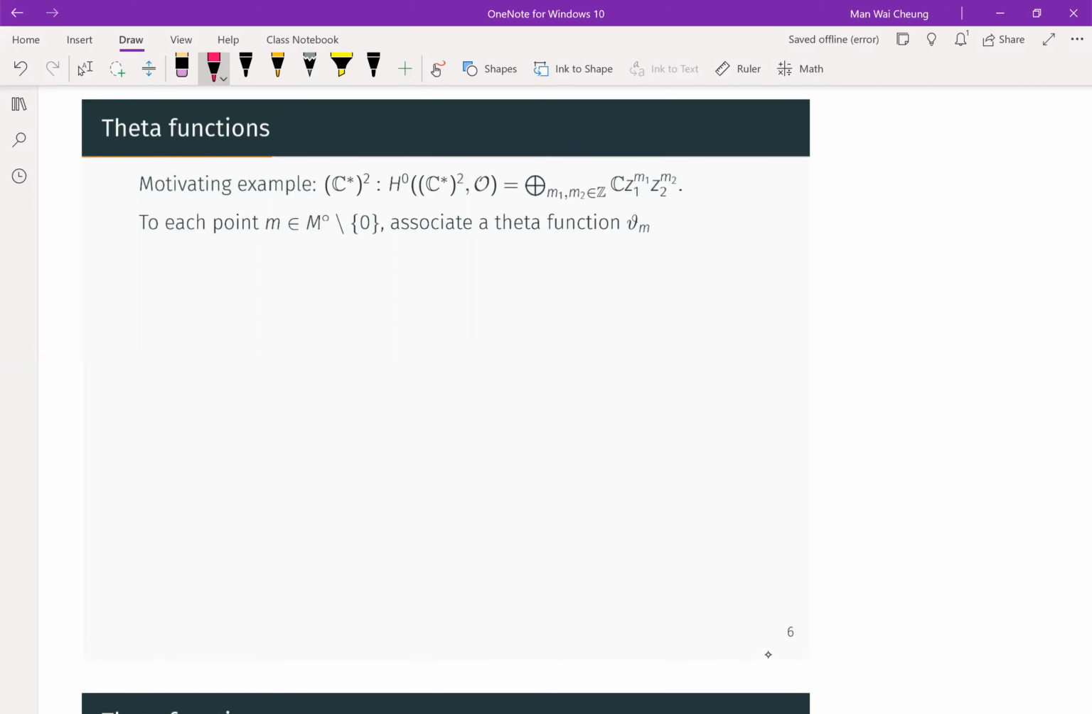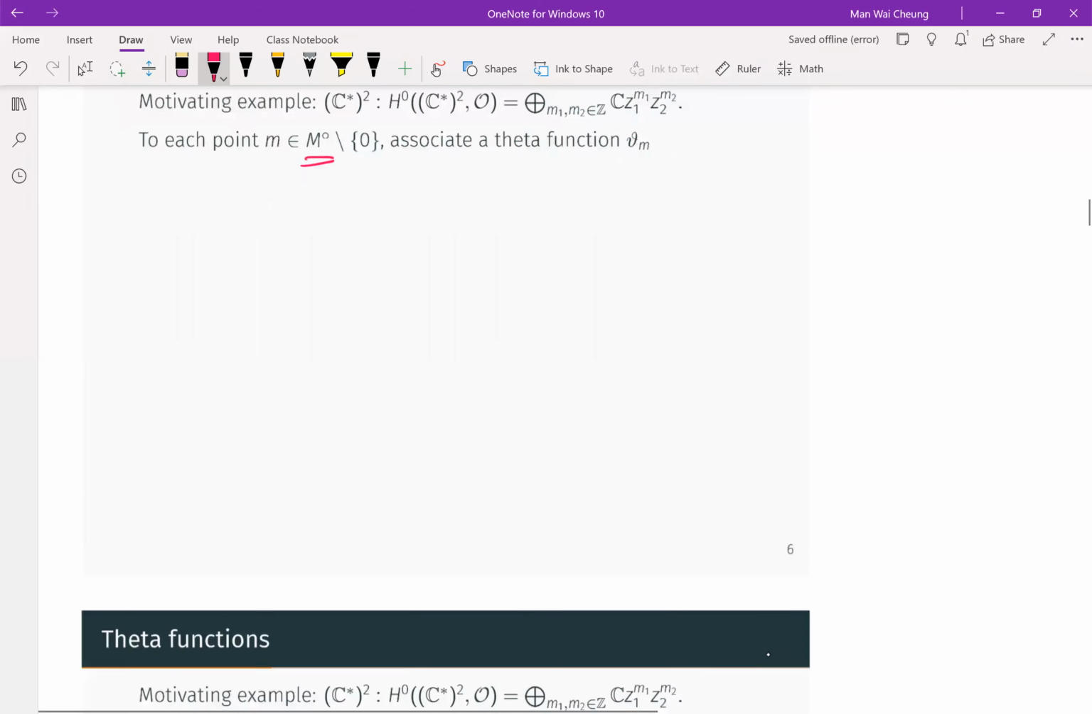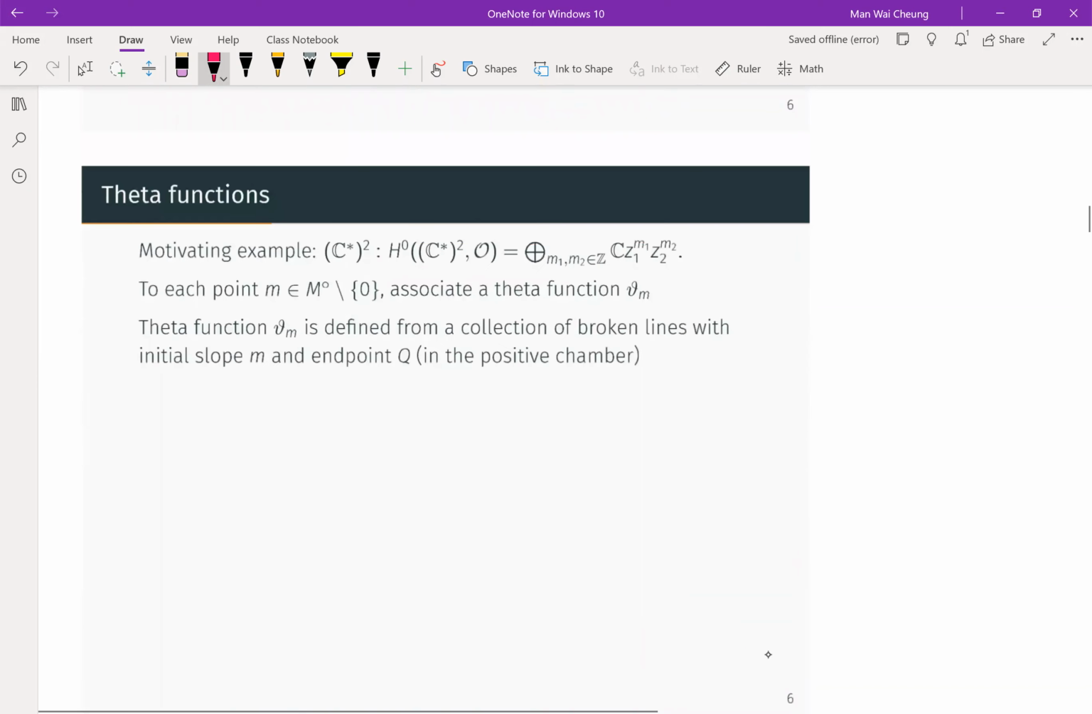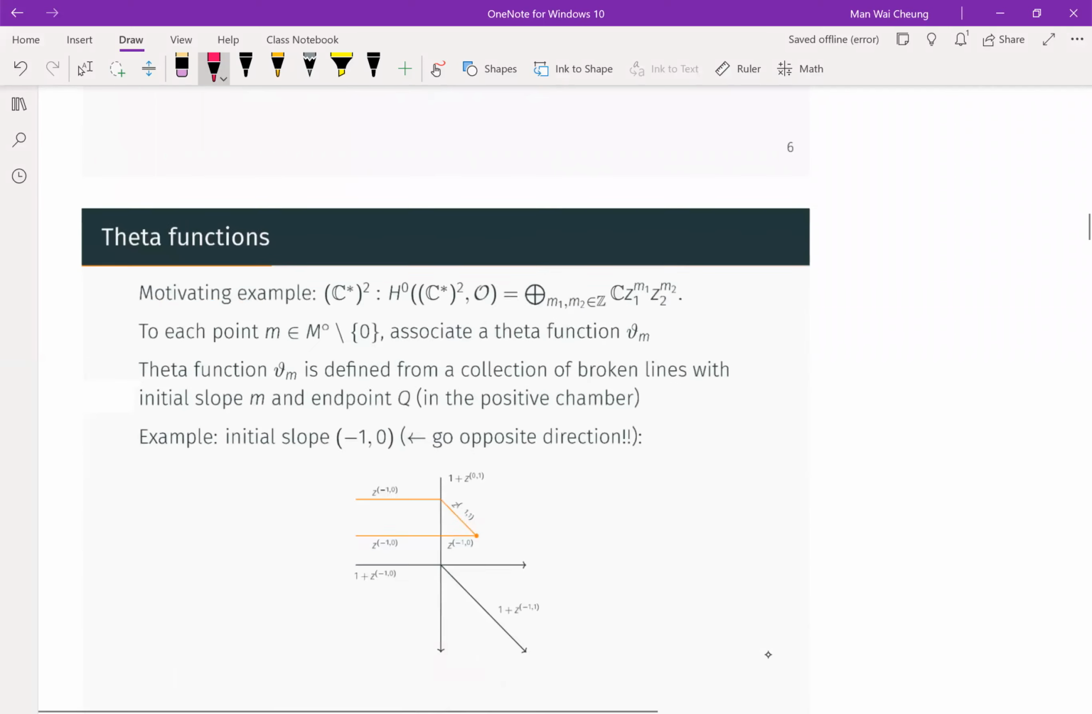So what we have now is on the lattice points. Here we have some scaling, but let us now just take this M as the lattice points. On each lattice point, we associate a function. How do we define it? Let's go to the picture again.